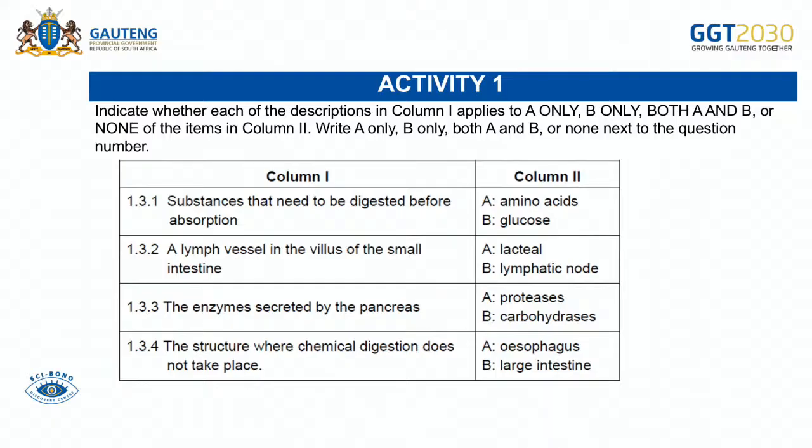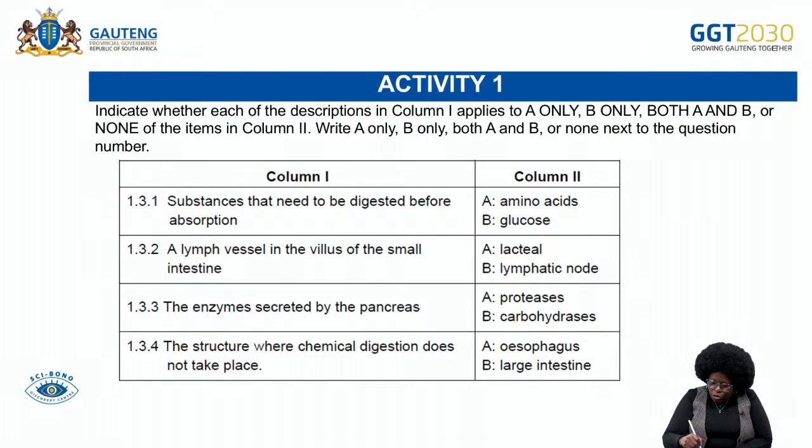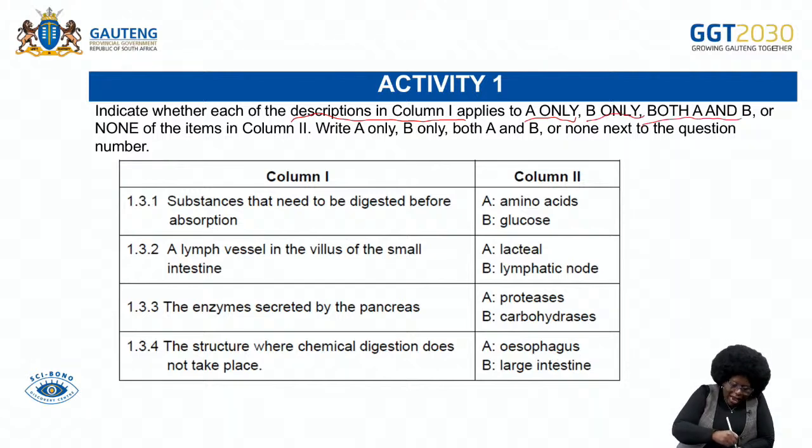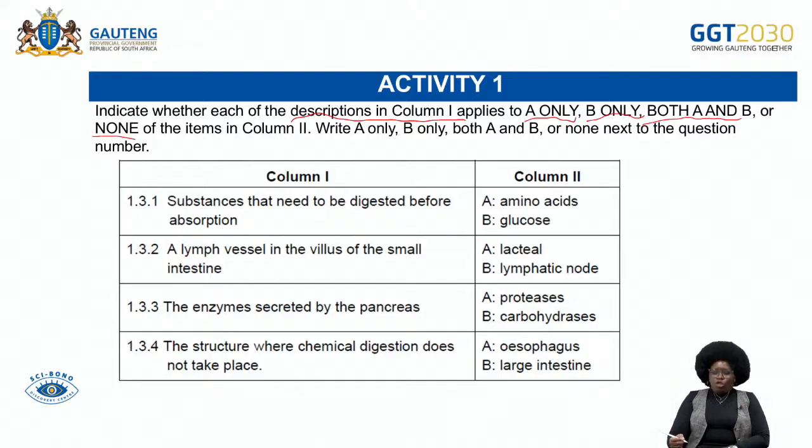Right? So the activities here, one is indicate whether each of the descriptions in column 1, all right, let's go back here, right? So indicate whether each of the descriptions in column 1 applies to A only, B only, both A and B, or none of the items in column 2. Write only A only, B only, both A and B, or none next to the question number.